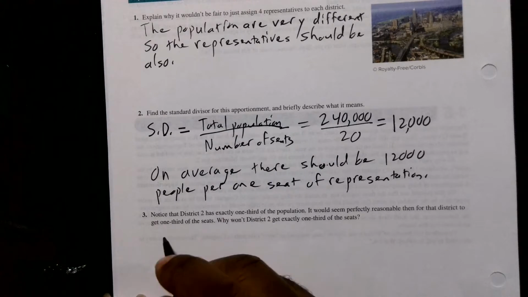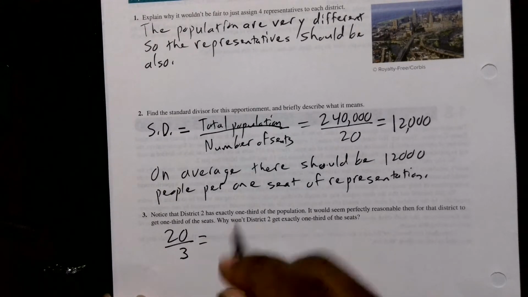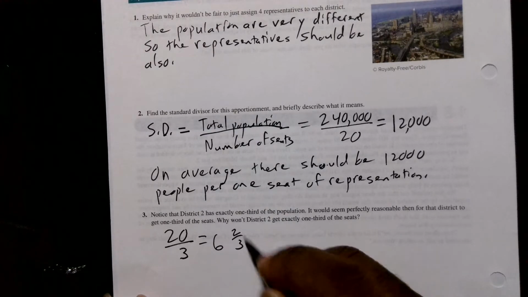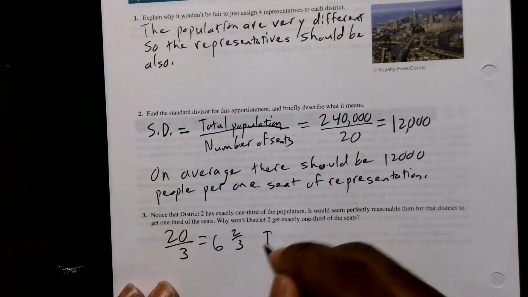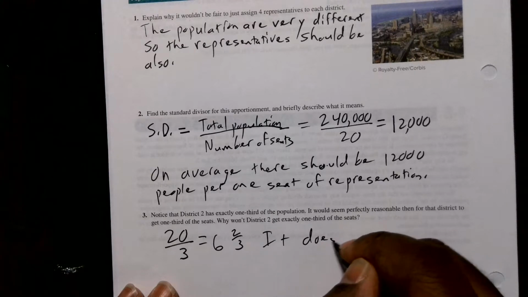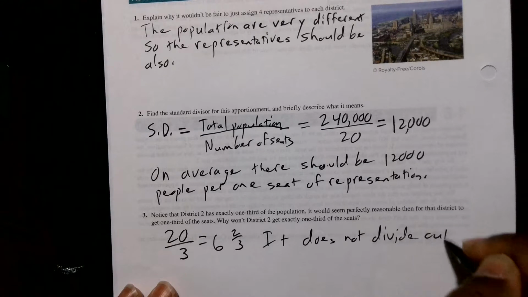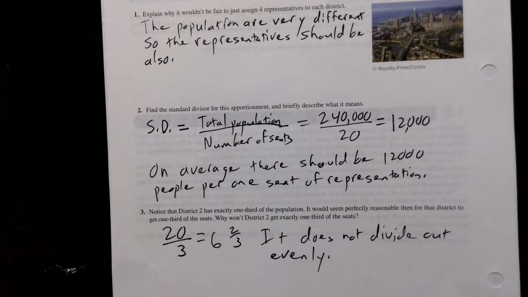Now, watch this. There are 20 seats, and we say that District 2 is 1/3. So we could divide 20 by 3. When we divide 20 by 3, that would give us 6 2/3. We know we cannot have 2/3 of a seat, so 6 2/3 does not divide out evenly. That's why we cannot give District 2 exactly 1/3 of the seats.